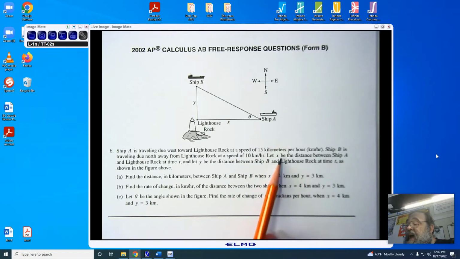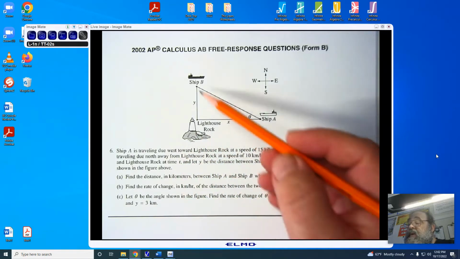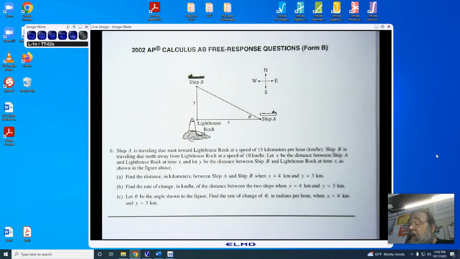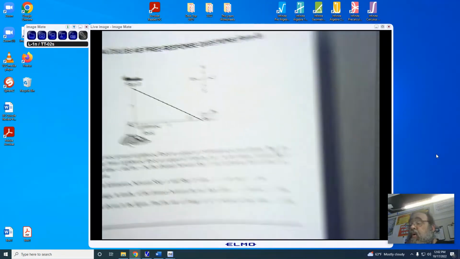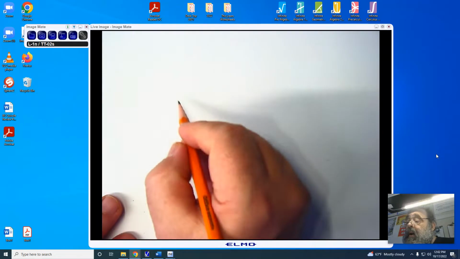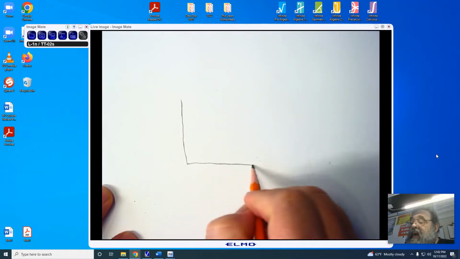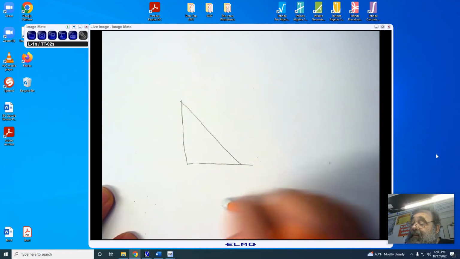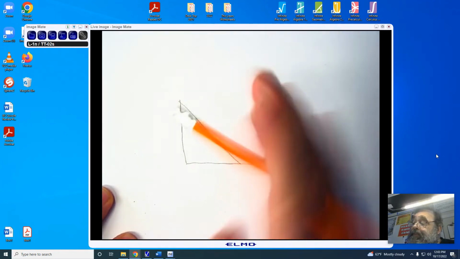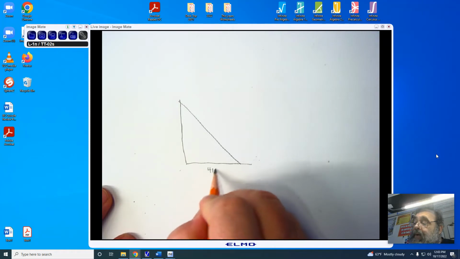And we're looking at the distance x is the horizontal, and the distance y is the vertical. Now, they tell us to find the distance in kilometers between the ships when ship A is at 4 kilometers from Lighthouse Rock and ship B is 3 kilometers. Now, I recommend that if you don't have a picture, that you draw one. Luckily, the AP test is most likely going to provide you with a picture, but we still have to be prepared. So I have 4 kilometers here.